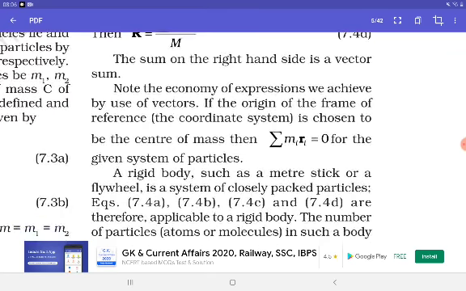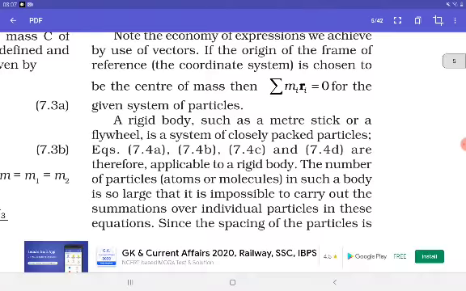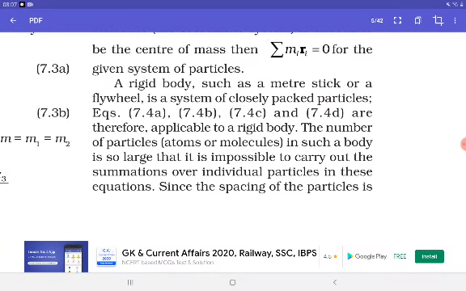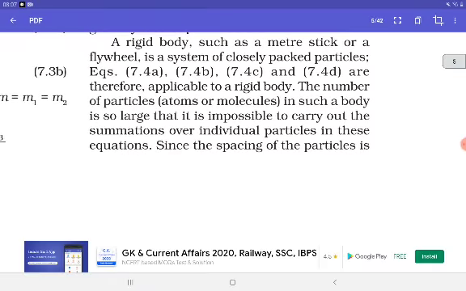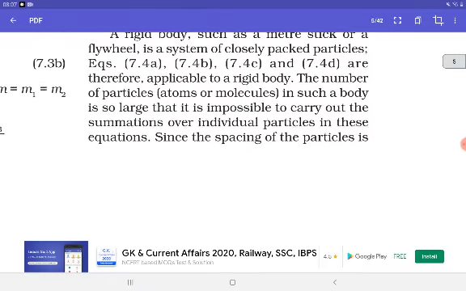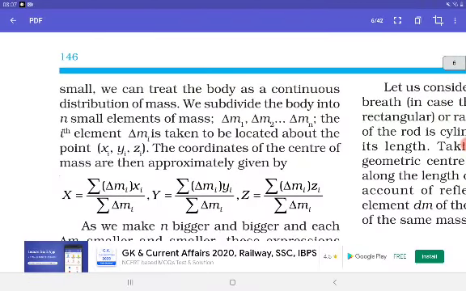If the origin of the frame of reference is chosen to be the center of mass, then sigma mi Ri equals 0. For a given system of particles, a rigid body such as a metal stick or a flywheel is a system of closely packed particles. So these equations are therefore applicable to a rigid body. The number of particles in such a body is so large that it is impossible to carry out the summations over individual particles in this equation. Since the spacing of the particles is small, we can treat the body as a continuous distribution of mass.